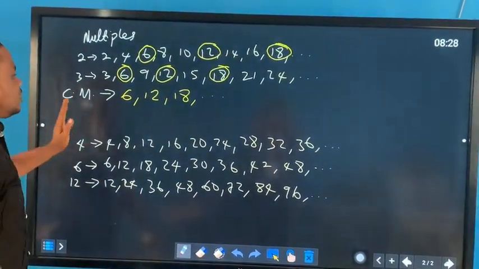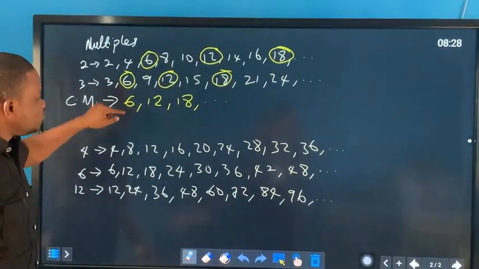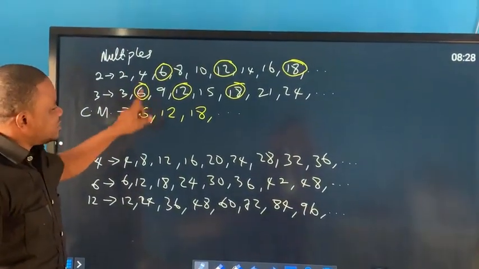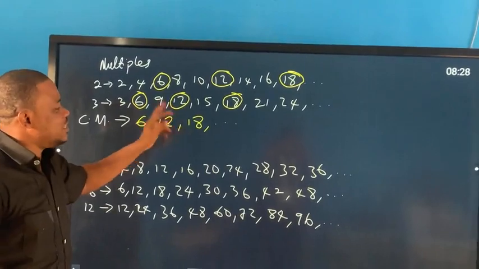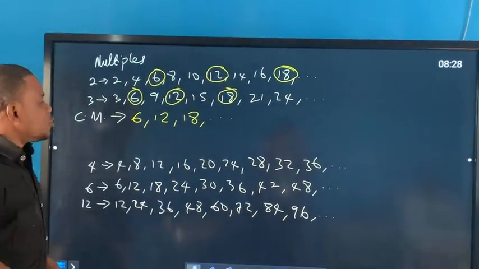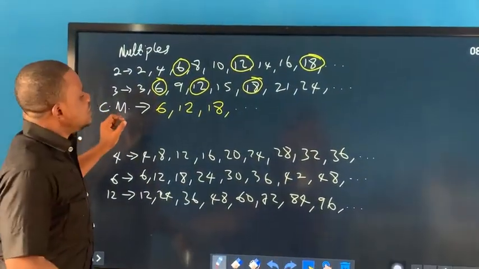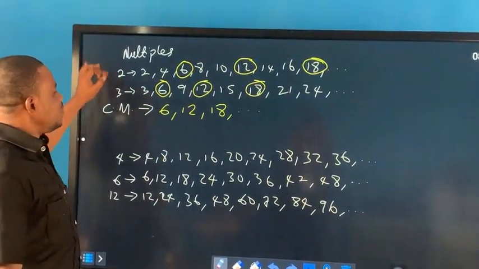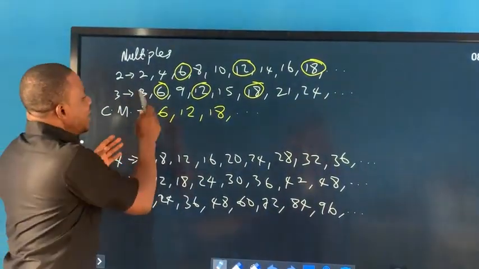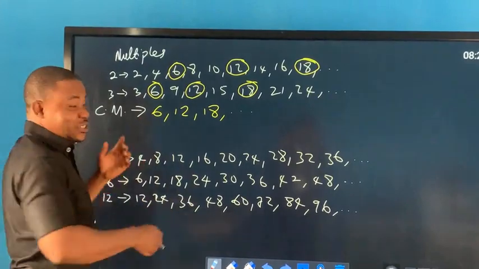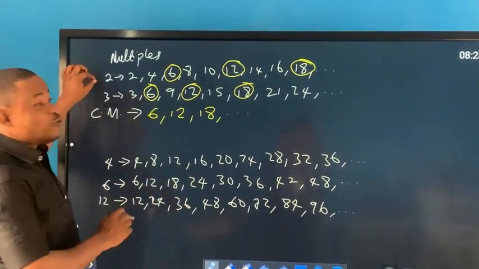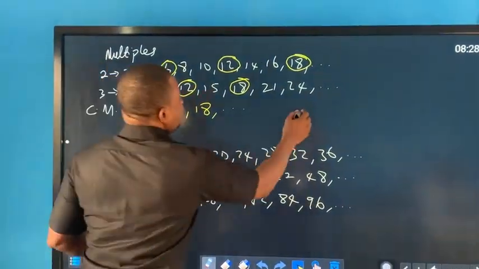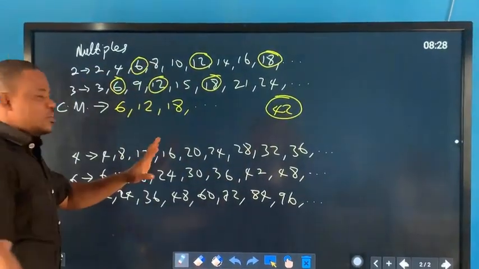And you check very well, the common multiples are more like multiples of the first number. 6 plus 6 is 12, 12 plus 6 is 18, 18 plus 6 will give you the next multiple. So if I ask you, for example, what is the 7th common multiple for 2 and 3? All you need to do is multiply 7 by 6, and the 7th common multiple for 2 and 3 will be 42. But that's for another day. That's not what I'm talking about right now.